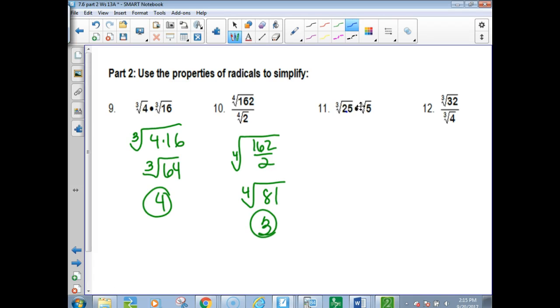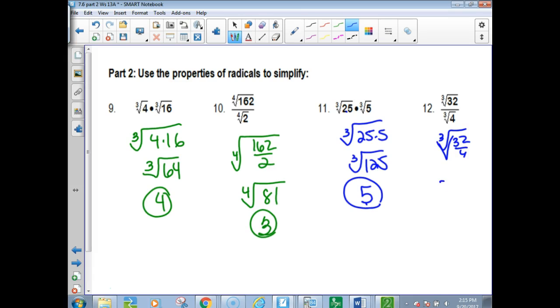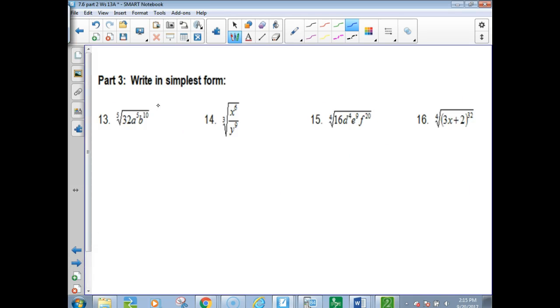All right, then I got cube root of 25 times cube root of 5. That'd be cube root of 25 times 5. And you don't have to write that step. You can just go straight to the cube root of 125. Is that a perfect cube? See, it is. The cube root of 125 is 5. And this one, the cube root of 32 divided by 4 is the cube root of 8, and that is 2.